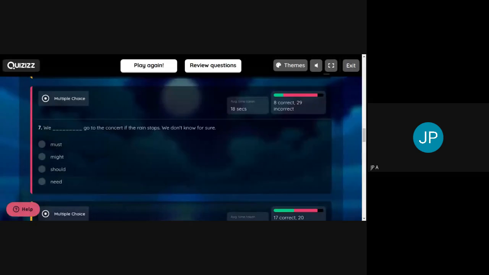What is this we don't know for sure? We don't know for sure means we are not sure about it. So we dash go to the concert if the rain stops. What is the answer?